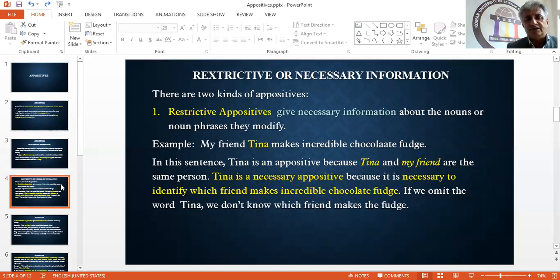We have 2 kinds of appositives: restrictive appositives, those that give necessary information about the nouns they modify. If you take a look at this sentence, my friend Tina makes incredible chocolate fudge. So Tina is an appositive here. It is a necessary appositive because it gives necessary information. If we omit Tina from the sentence, we do not know which friend of mine makes incredible chocolate fudge.